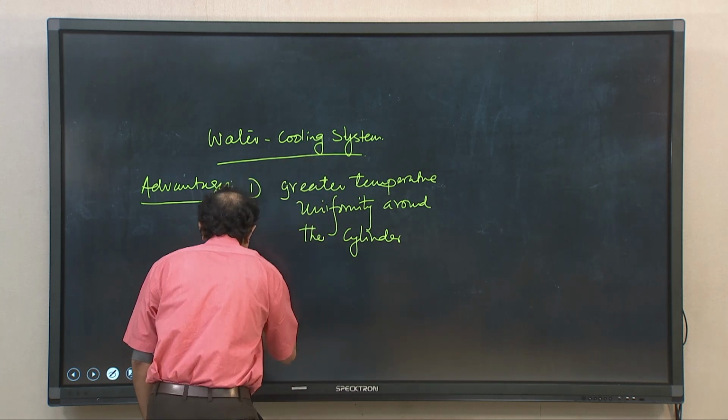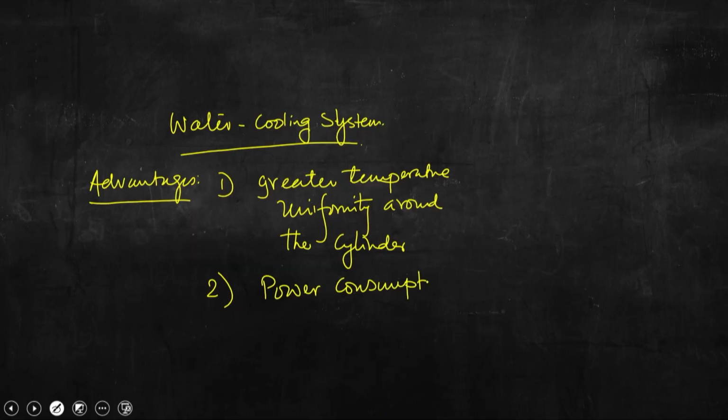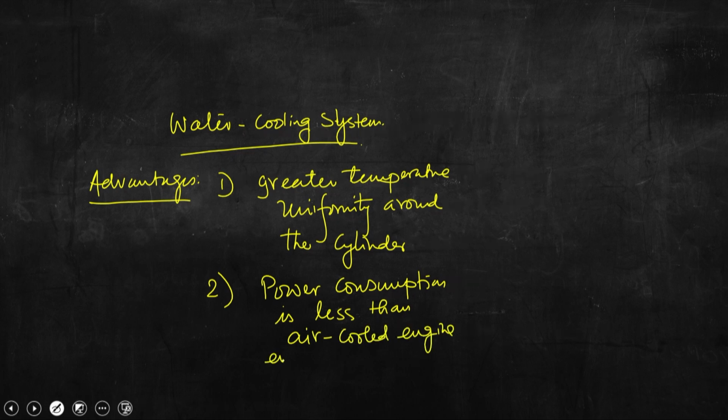So, number 2 is power consumption is less than air cooled engine, even after having a separate pump which is needed to circulate water from the sump into the engine cylinder.